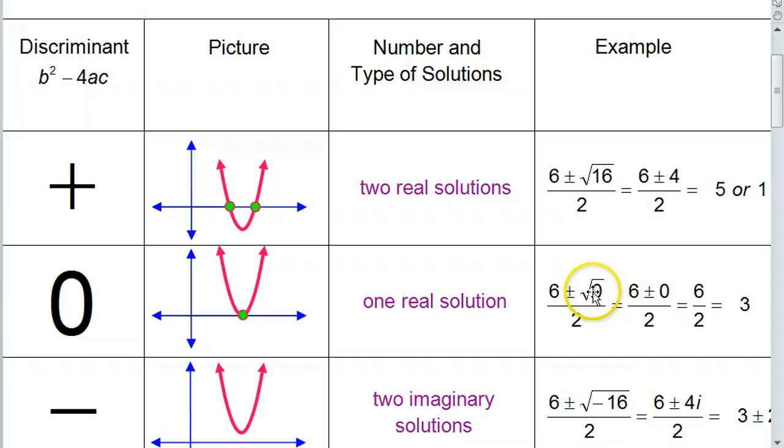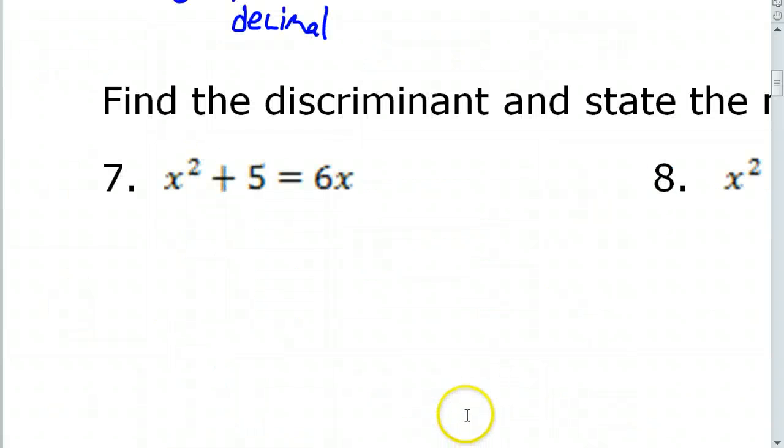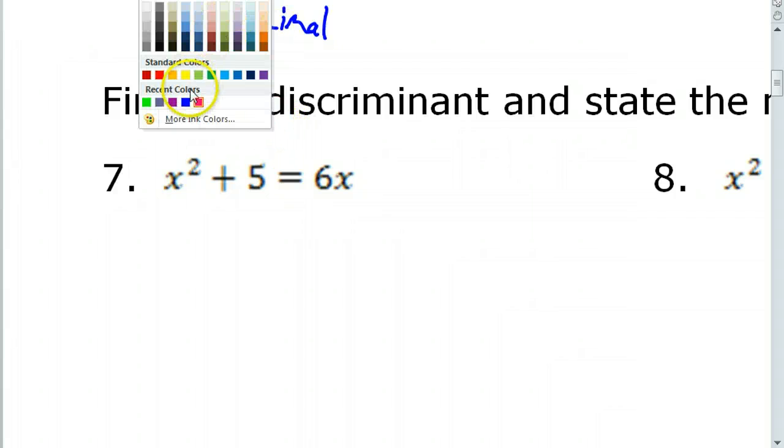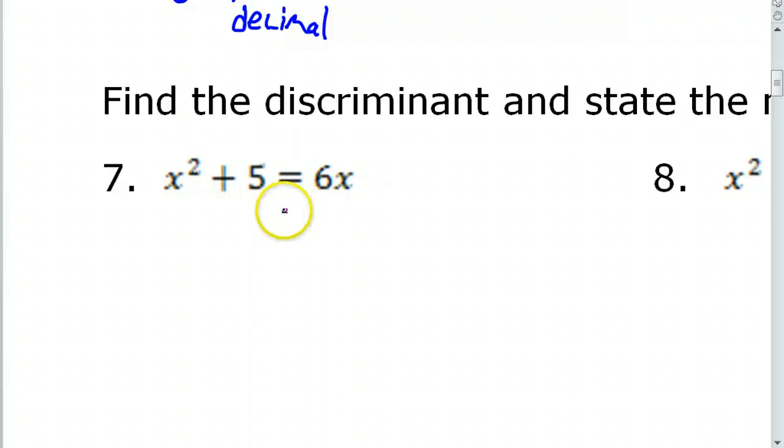So hopefully you don't have to memorize this. It sort of should be common sense to you. Anyway, if you have to memorize it, whatever. So, find the discriminant. Before you can find the discriminant, of course you have to put this in standard form. So you got to subtract that 6x from both sides. Right. So that's going to give you x squared minus 6x plus 5.